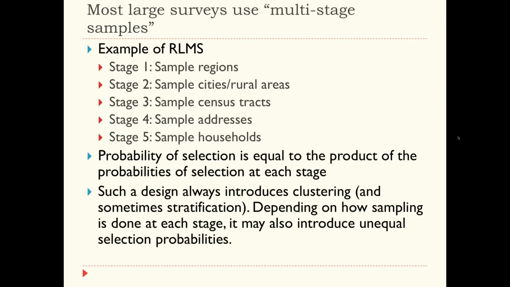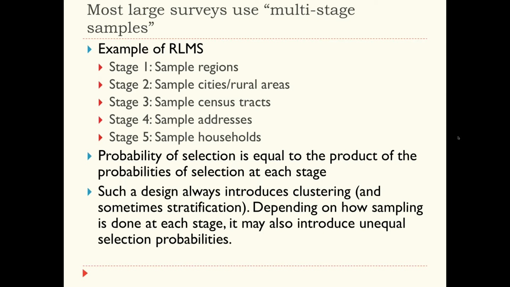Okay, so most large surveys use the multi-stage sample, as I mentioned. Let me give you the example from the Russian Longitudinal Monitoring Survey. The Russian Longitudinal Monitoring Survey uses samples from about 40 regions. This would be called the primary sampling unit because it's not feasible to go to every single part of Russia to do a large sample. It would be far too costly. And then even within regions, you sample cities and rural areas so that you can send an interviewer to one city and have them cover multiple people rather than having to send them all over the place.